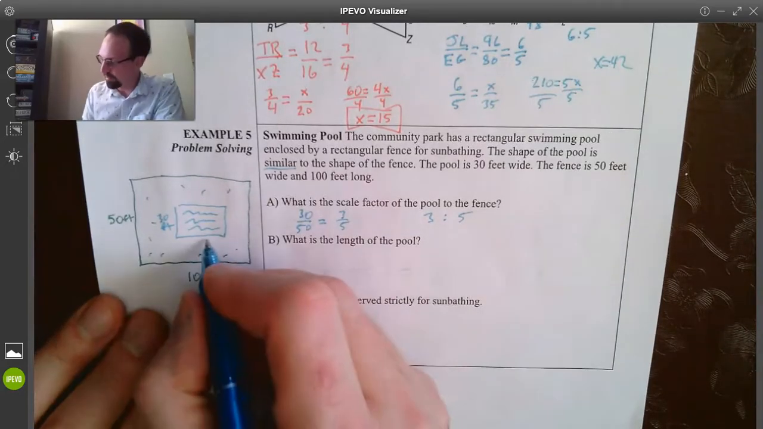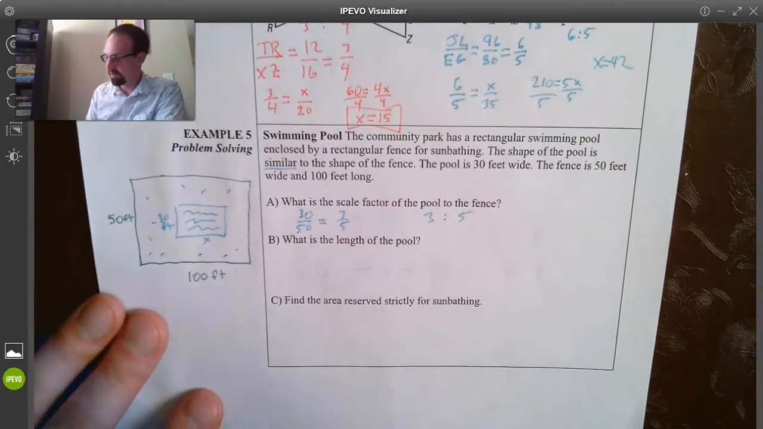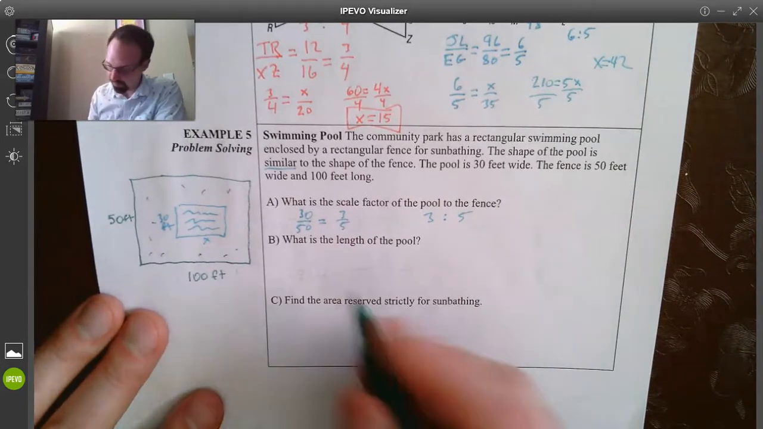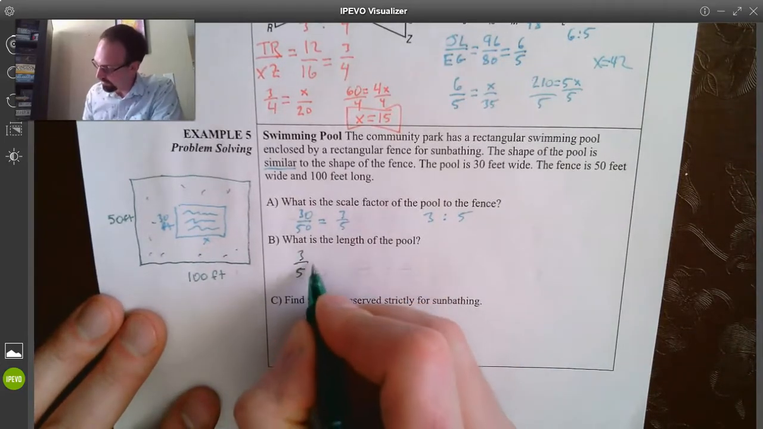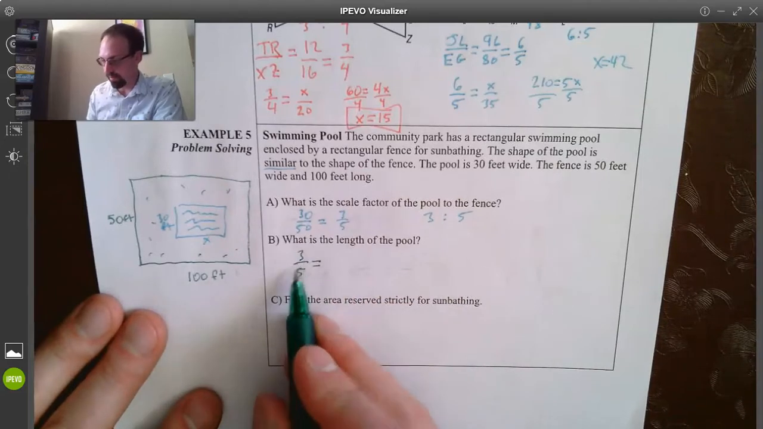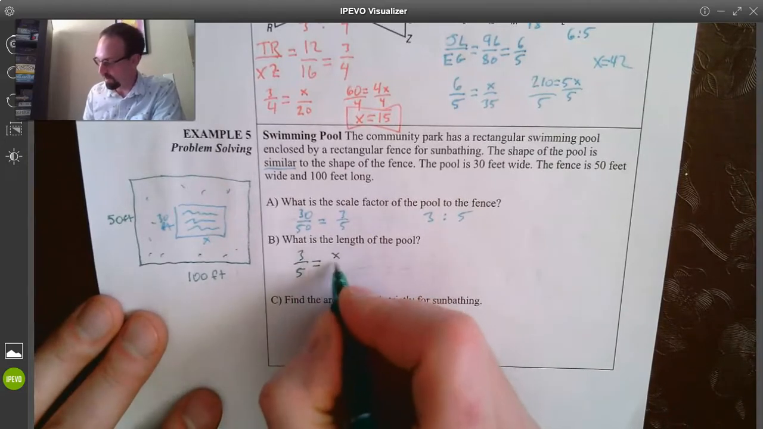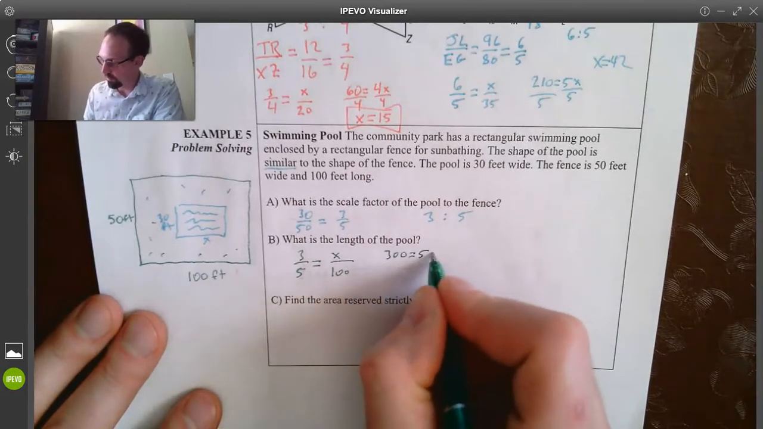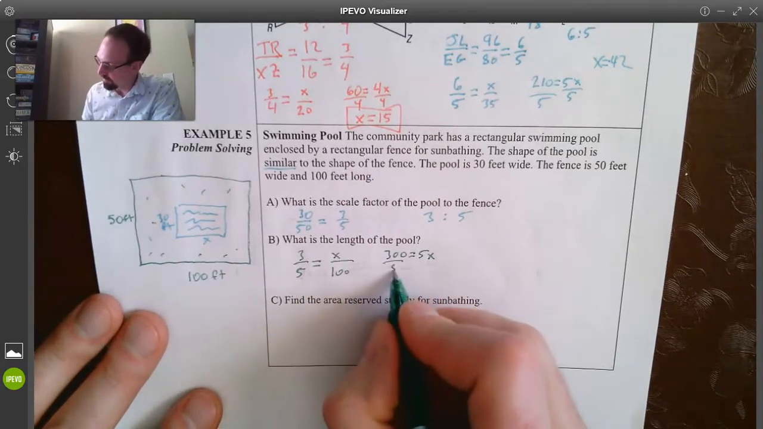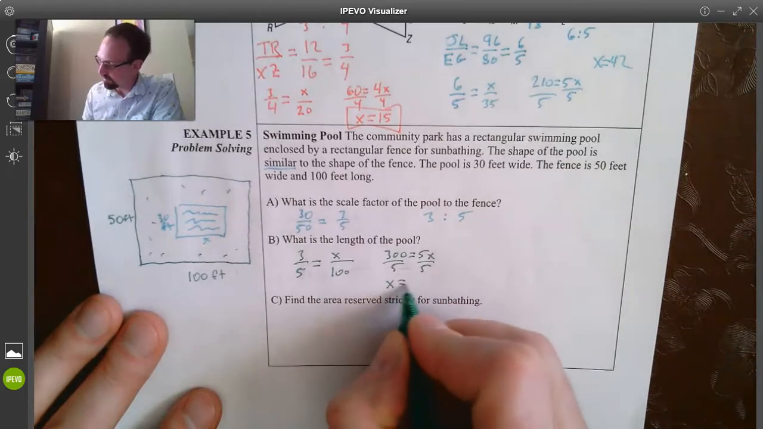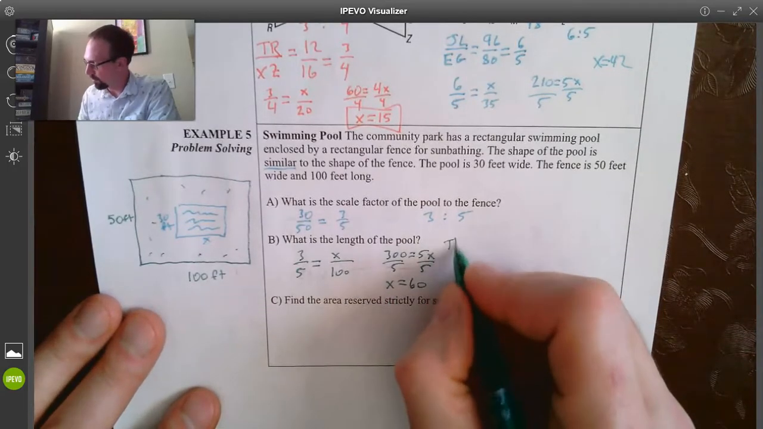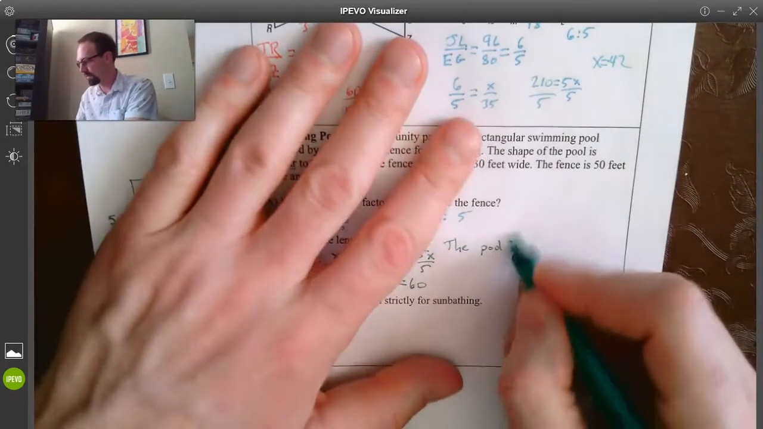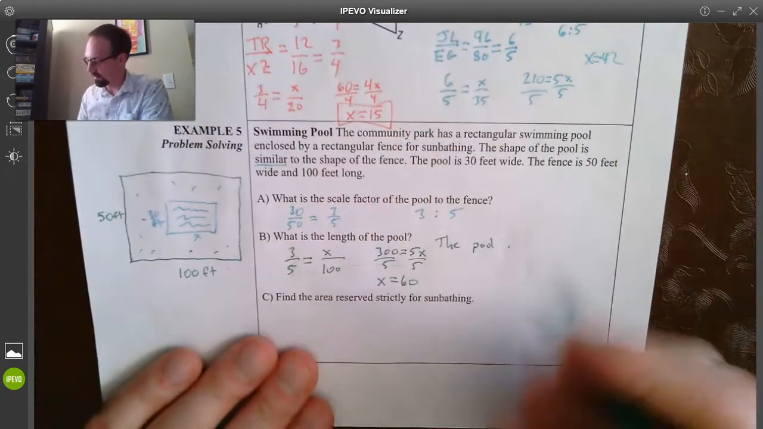It wants to know what the length of the pool is. So I'm just going to put that as the variable x. So to figure this out, we're going to use the scale factor and we can multiply. So we know that 3/5 is equal to, remember 3 is the pool. We want to know the length of the pool, so that's going to be my x over 100. Cross multiply, I get 300 equals 5x. Divide by 5, and I get x equals 60. So the length of the pool is 60 feet.